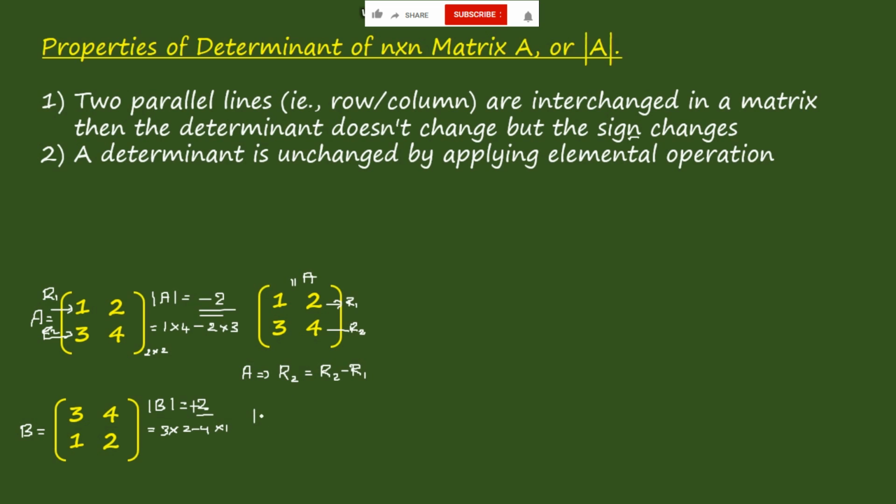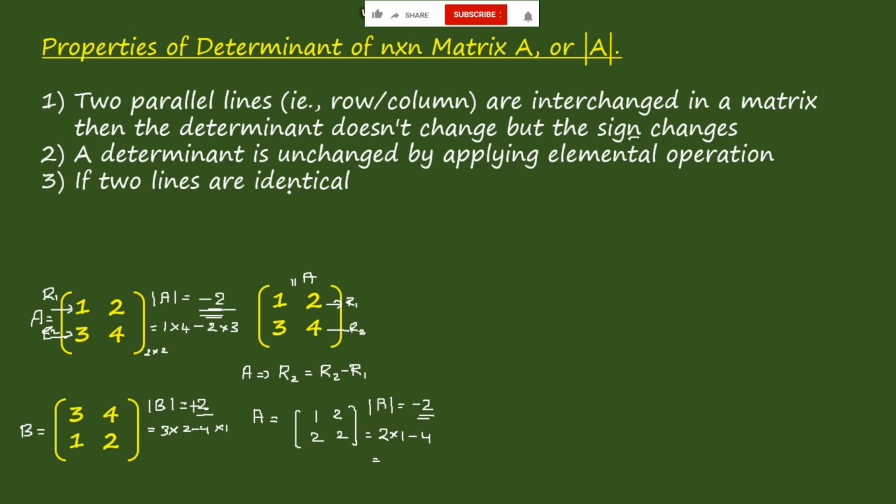So here the matrix becomes 1, 2, 3 minus 1 which is 2, 4 minus 2 which is 2. Now we'll find the determinant of A. It is a 2 cross 2 matrix, so it becomes 2 into 1 minus 4, which is minus 2 only. See here, you're getting minus 2 here. Here also it is minus 2. Yes or no? The same matrix, 1, 2, 3, 4. So by applying an elementary operation, the determinant does not change, it is unchanged. Come to the third point.